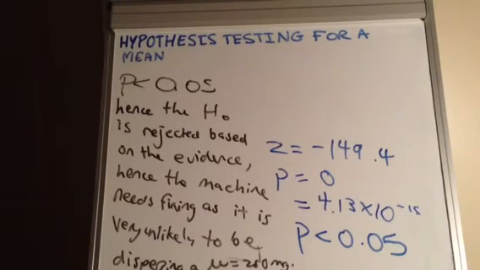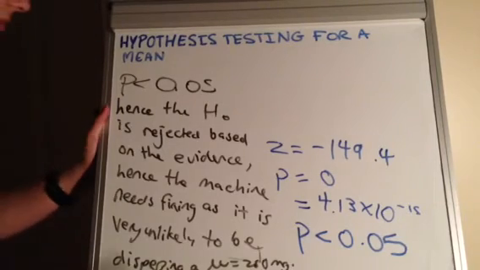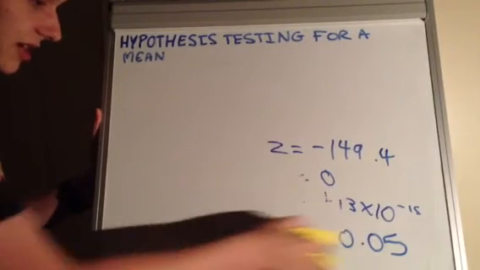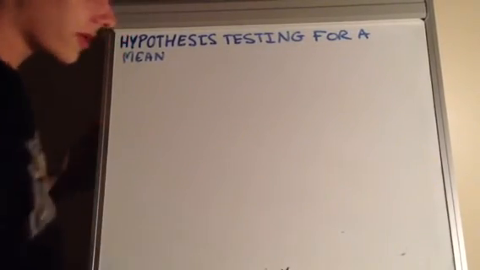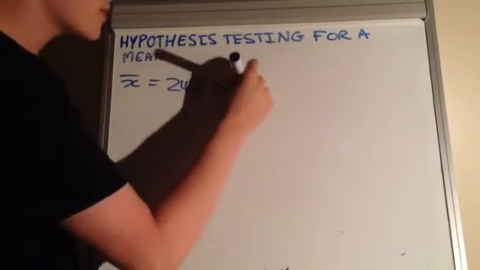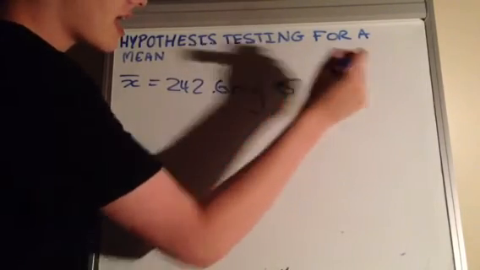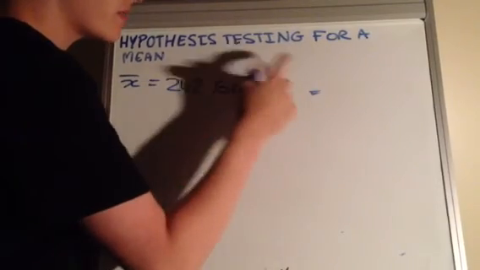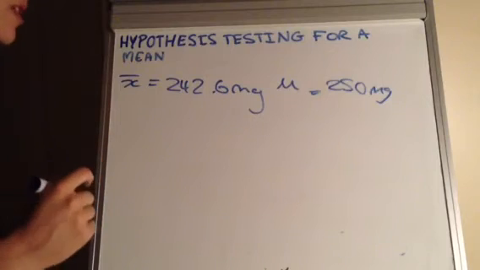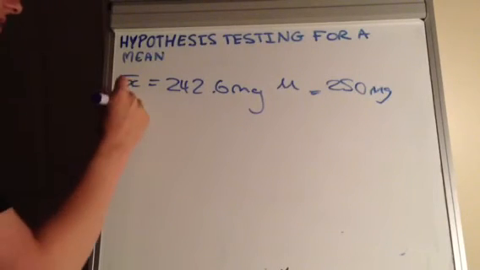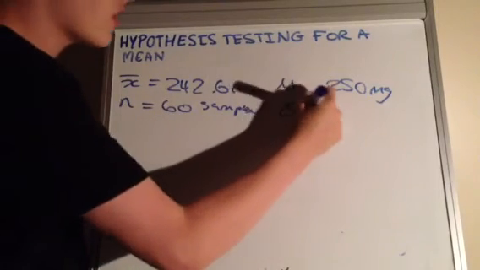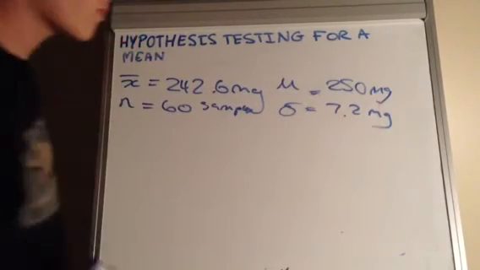Okay, so if we were to work this out by hand, again, we'd just go through the same process and we'd get an answer. In order to do it, we would have our values. We have x bar of 242.6 milligrams. We would have our mean of 250 milligrams, which is what the machine is meant to disperse as a population mean. And then we have n, a sample size of 60 samples, and then we'd have sigma of 7.2 milligrams.